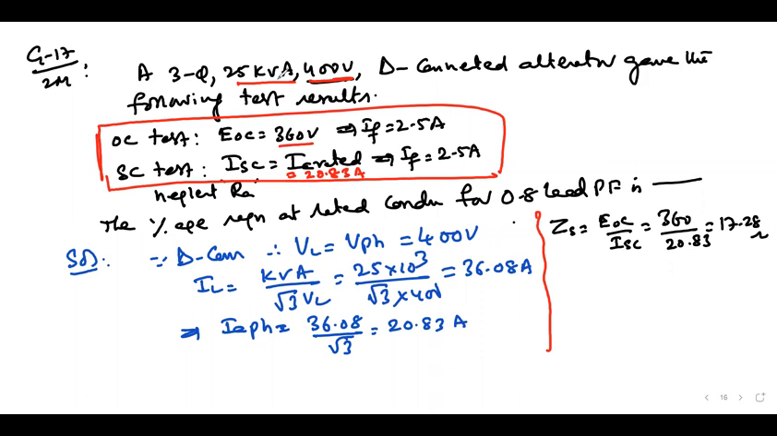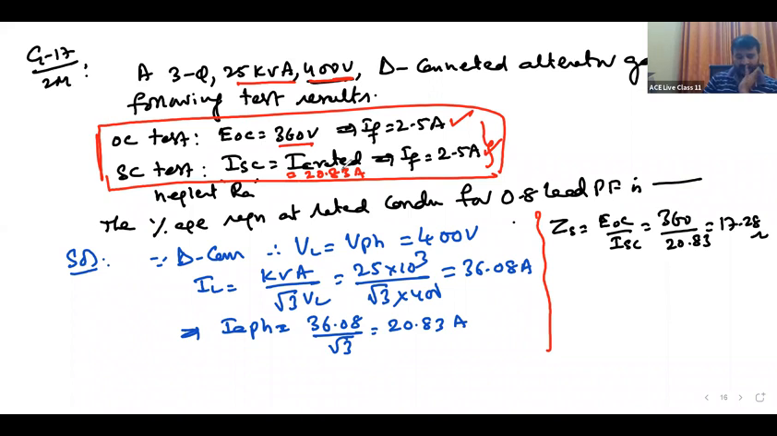But in the OC test results, he has given EOC equal to 360. He has not given it for 400. It can be given as anything, but both are given for the same field currents. This is also 2.5, this is also 2.5. Therefore, I can calculate ZS is equal to 360 by IS, which is IA rated. But is this 360 phase voltage or line voltage? For delta, line is also equal to phase voltage. That's the reason it is not written here particularly.